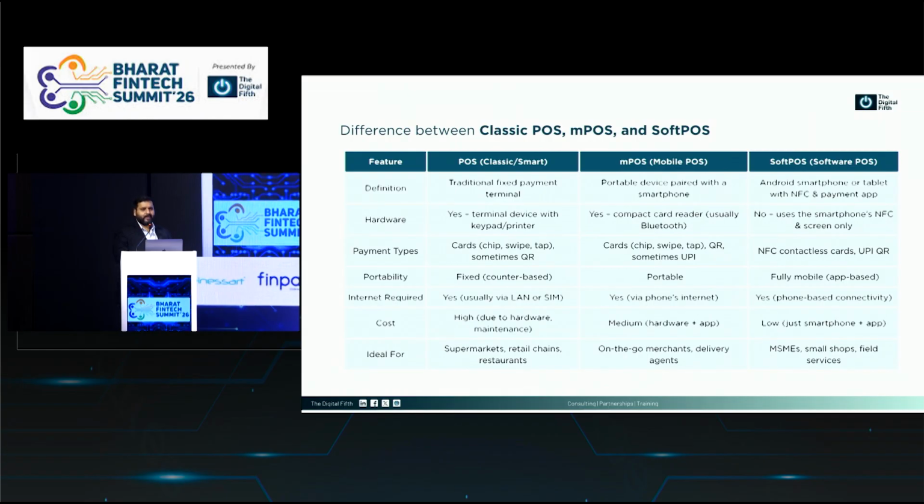So the differentiator from the hardware perspective, maybe we have touched upon it. On the portability perspective, the classic smart POS devices are a bit fixed. Those are counter based, because you need a network for the POS device, which is typically given through a LAN or Wi-Fi. So largely these are seen as fixed counter-based devices, whereas MPOS, mobile POS, are portable devices, so you can move them along with you, but within a limited area, because it is connected to your phone's internet. It uses your phone's internet to connect to the global network as well.